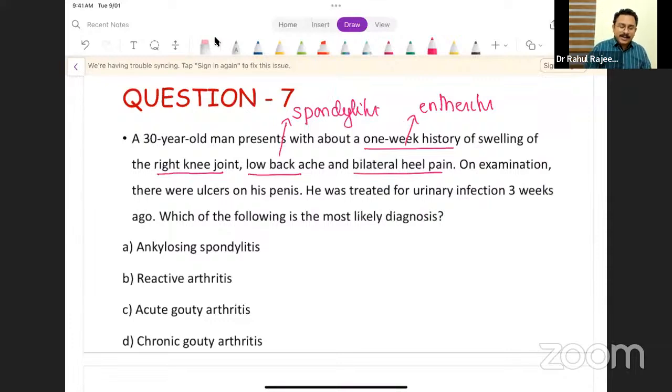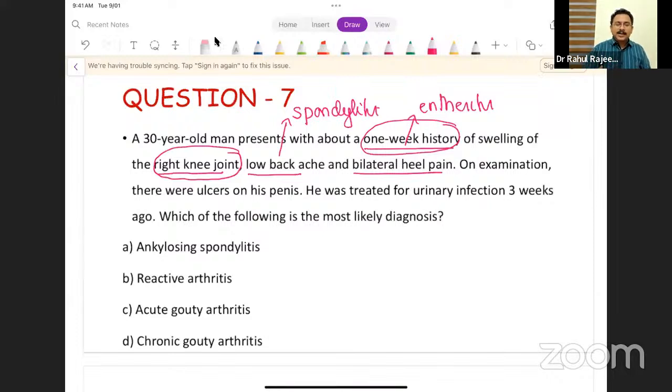But again, see the history. It is usually a 1 week history, so it's relatively acute. Ankylosing spondylitis usually does not present like that. Reactive arthritis has an acute presentation. And peripheral joint involvement, though it can occur with ankylosing spondylitis, is not common. Such an acute presentation is unlikely.